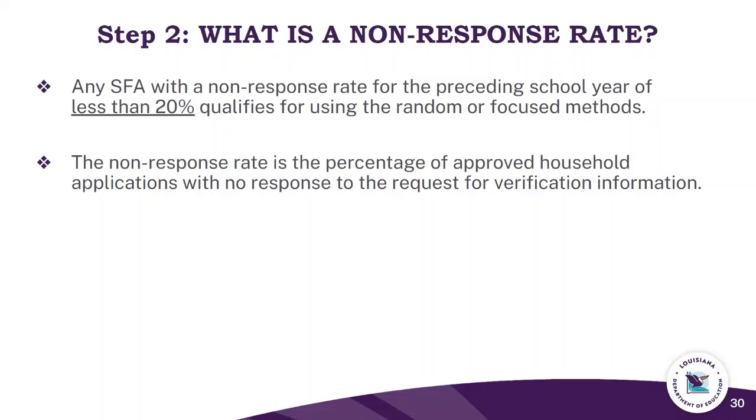rate. This is specifically for SFAs with more than 20,000 children approved by applications as eligible as of October 1st of the school year. These SFAs may use an alternate sample size for any school year when its non-response rate for the preceding school year was at least 10% below the non-response rate for the second preceding school year. If you have any questions about qualifying to use an alternate method, you can contact the state agency.